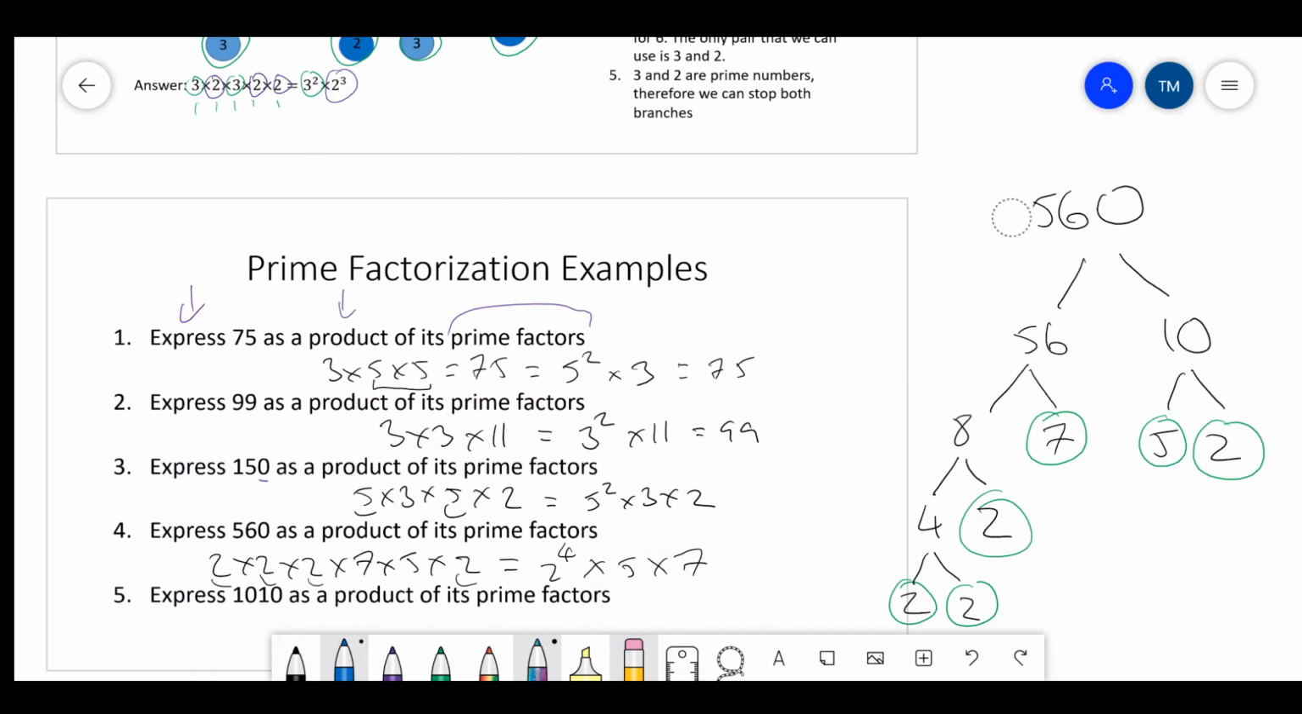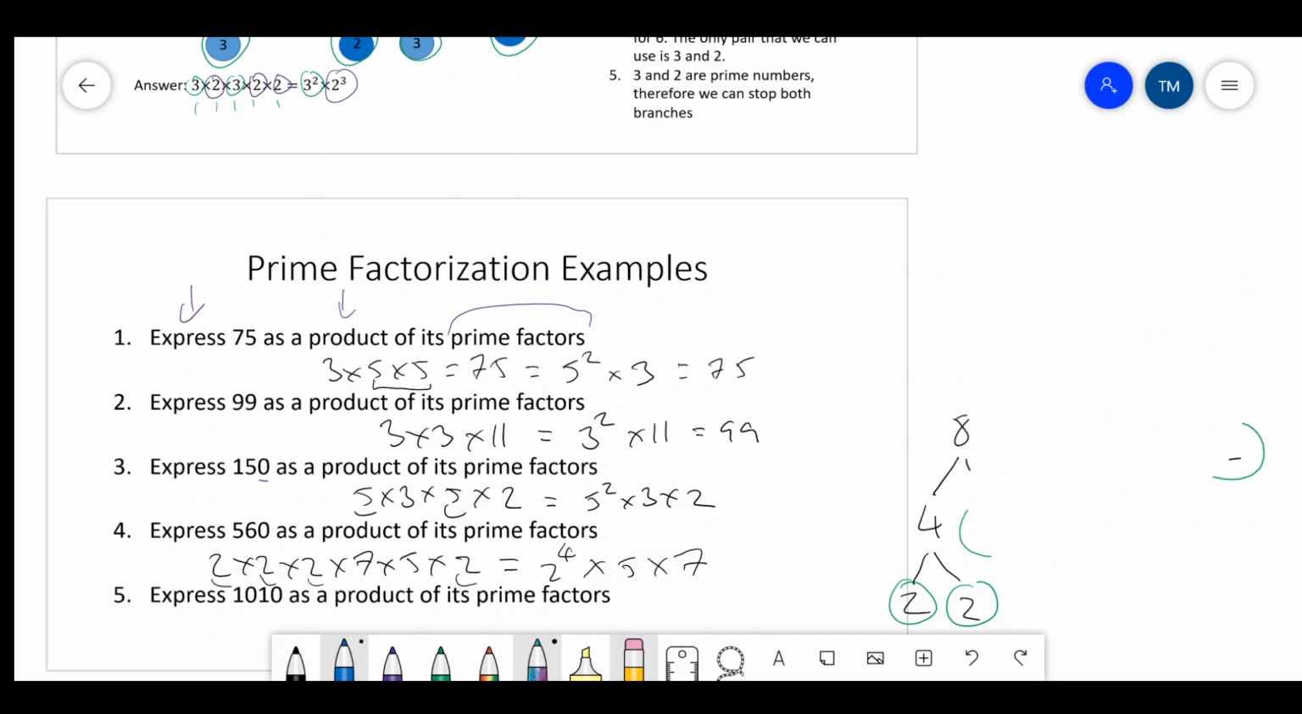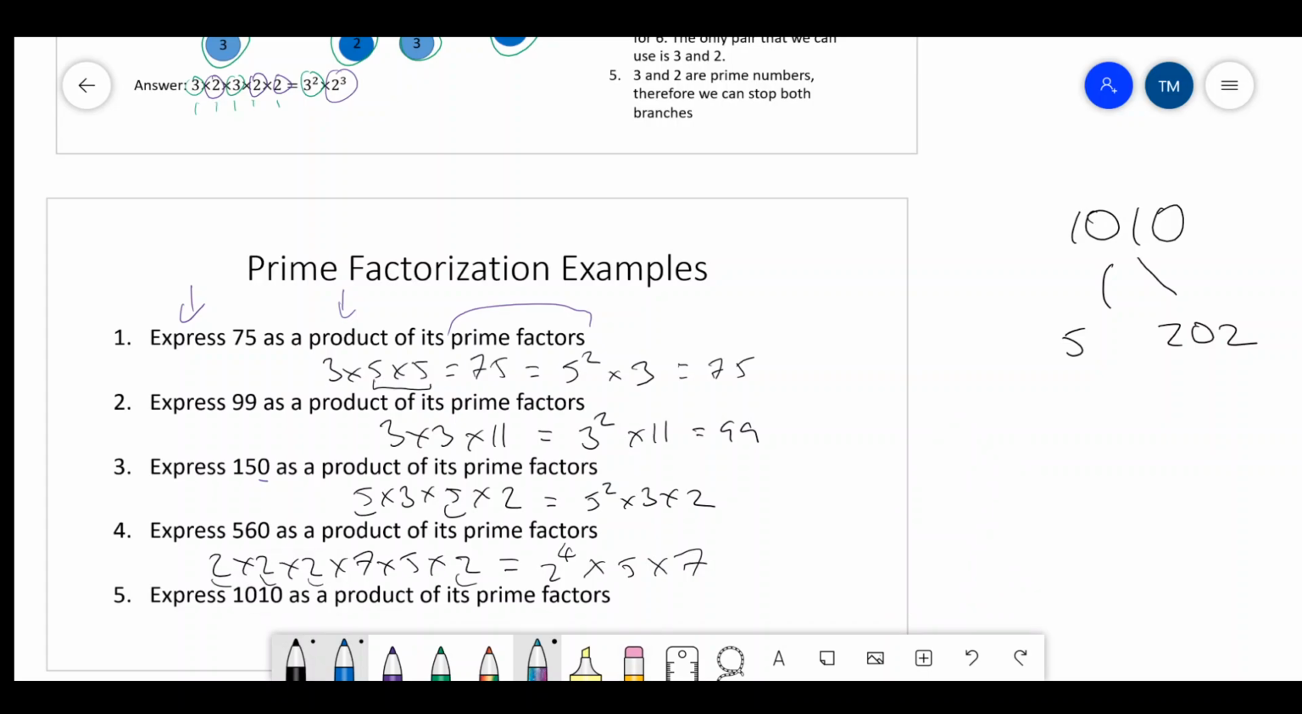And the last one is a big one. It's 1010, so 1010. So what we can say for this one is, let's split it up. This time I will divide by 5 instead. So I get 5 and 202. You could have picked a number, you could have divided by 10 as well. I would just try something a bit different.